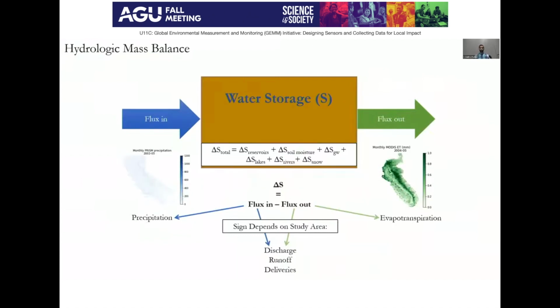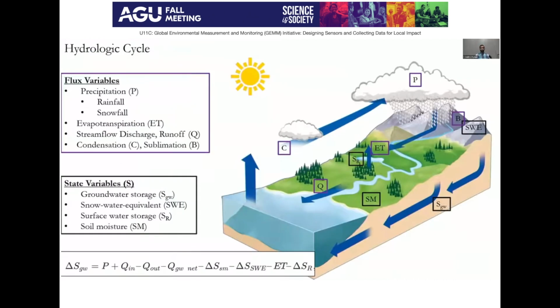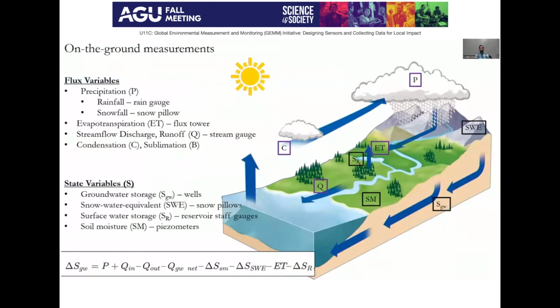Like I said, the primary flux in, precipitation, primary flux out, evapotranspiration, and we've got to account for all of these other storage sinks and other fluxes whose sign depends on the study area of investigation. So incredibly, we have on-the-ground measurements that we can use to estimate almost all of these quantities. So precipitation, we can use rain gauges, and snowfall, we can use snow pillows. Evapotranspiration can be measured in flux towers, stream flow, discharge, and runoff in stream gauges, groundwater storage in wells, again, snow pillows for snow water equivalent, reservoir gauges to measure reservoir levels, and soil moisture piezometers.